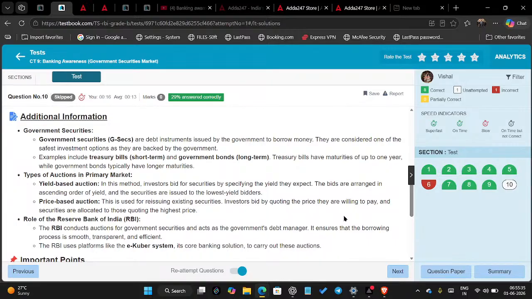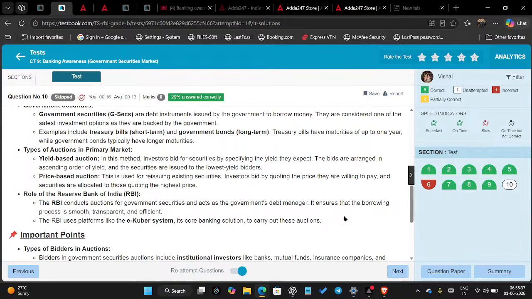Types of auction in the primary market. There are two types of auctions. First one is yield-based auction. In this method, investors bid for securities by specifying the yield they expect. The bids are arranged in the ascending order of yield and the securities are issued to the lowest yield bidder.